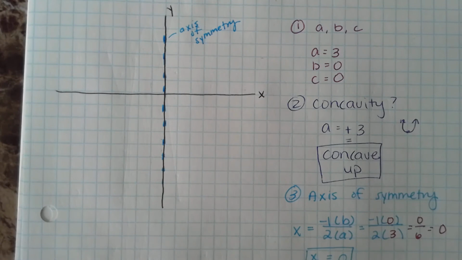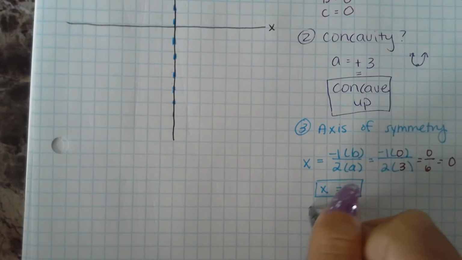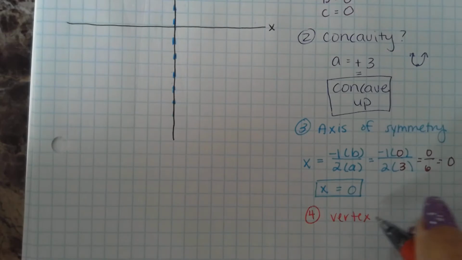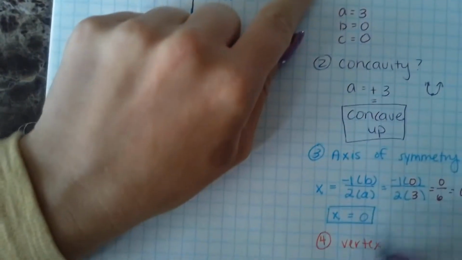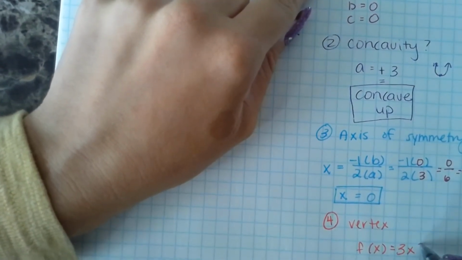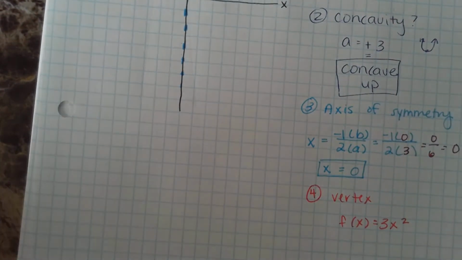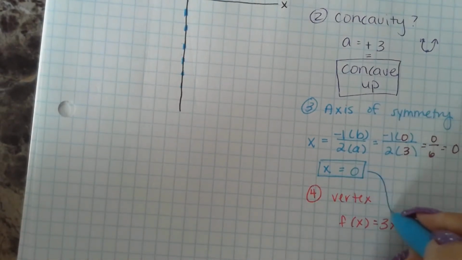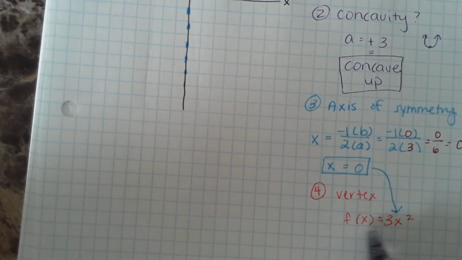Okay, now we need to find our vertex. So that's step 4, our vertex. When we find our vertex, we have to take our original equation, f of x equals 3x squared. So let's write that. f of x equals 3x squared. What we are going to do is plug in the x that we found for our axis of symmetry, right here. Because remember, f of x is our y.